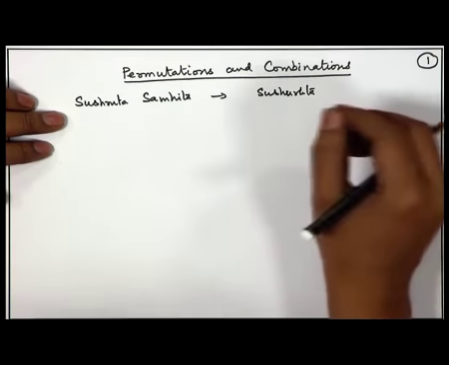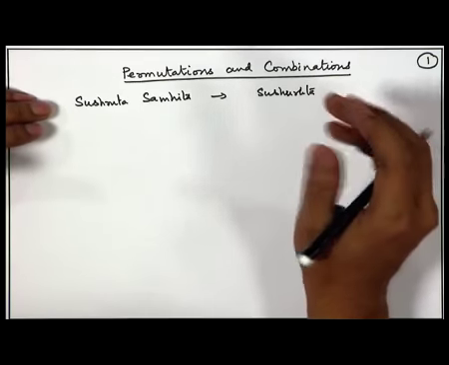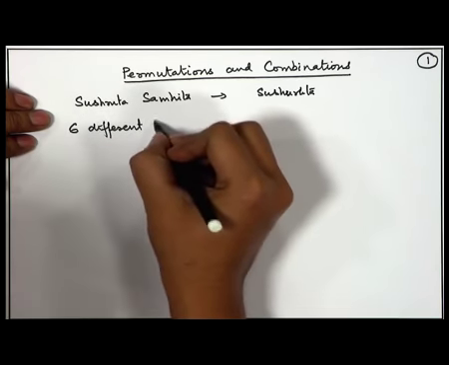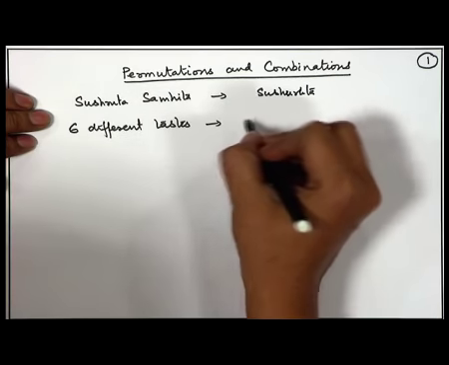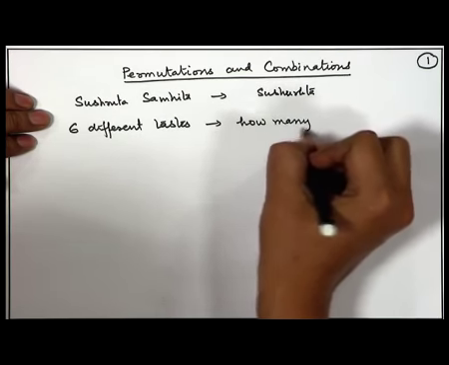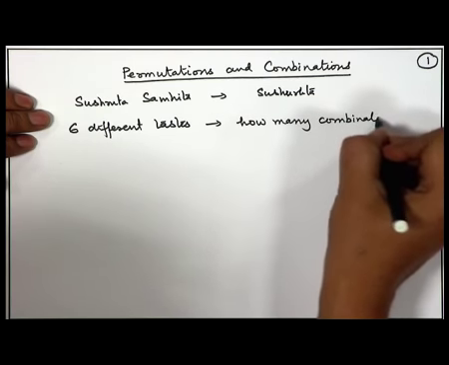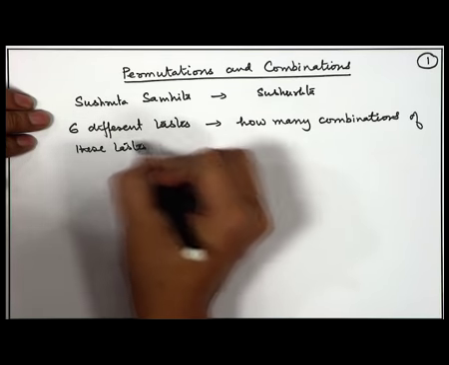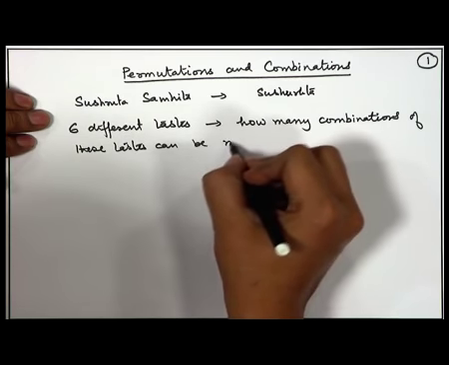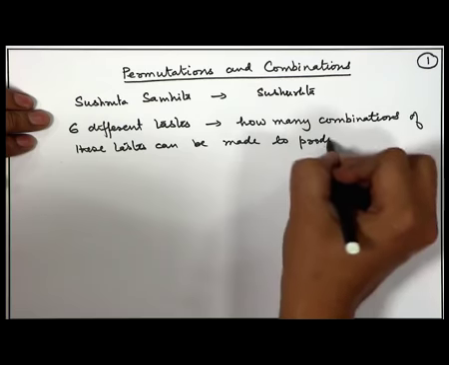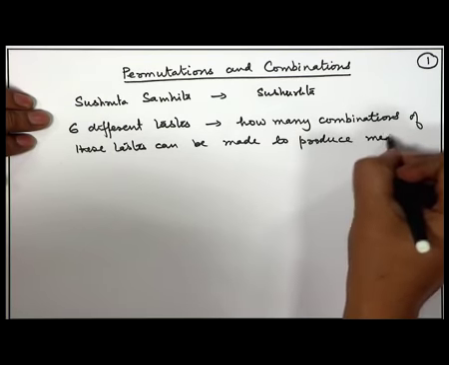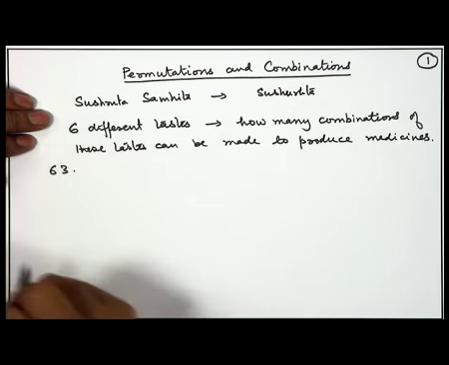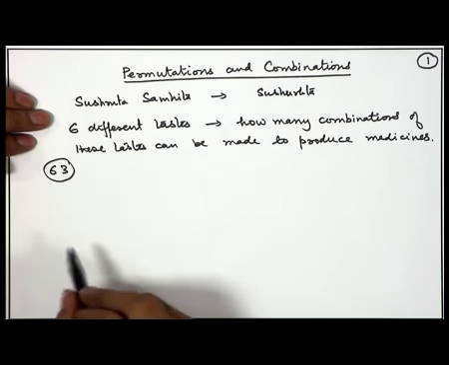So, you can say one of the first doctors, and he mentions that if there are 6 different tastes, how many combinations of these tastes can be made to produce medicines, and he gave the answer as 63. This is the number that the Sushruta Samhita mentions.